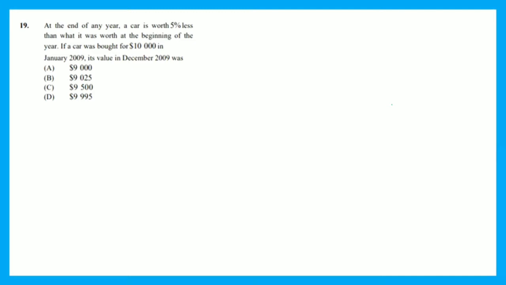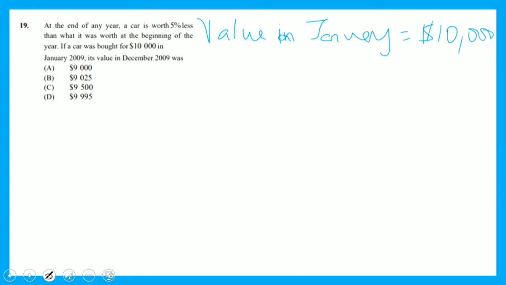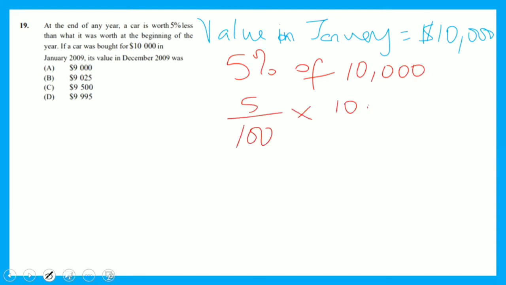all right, so here we go. The car's value at the start of the year, let me just write in January, is $10,000. Now the value of the car is, of course, depreciating. So 5% less than what it was worth. We need to find out what that 5% is. So 5% of 10,000. And of course, we are going to simply simplify.